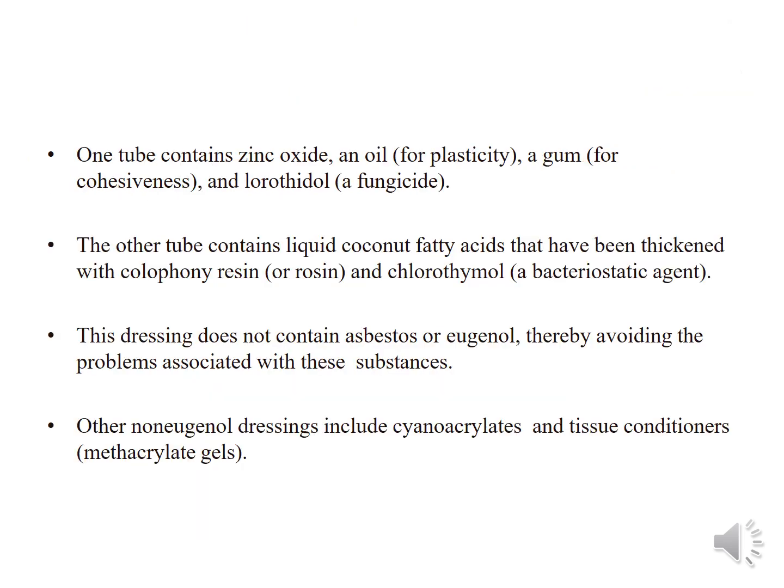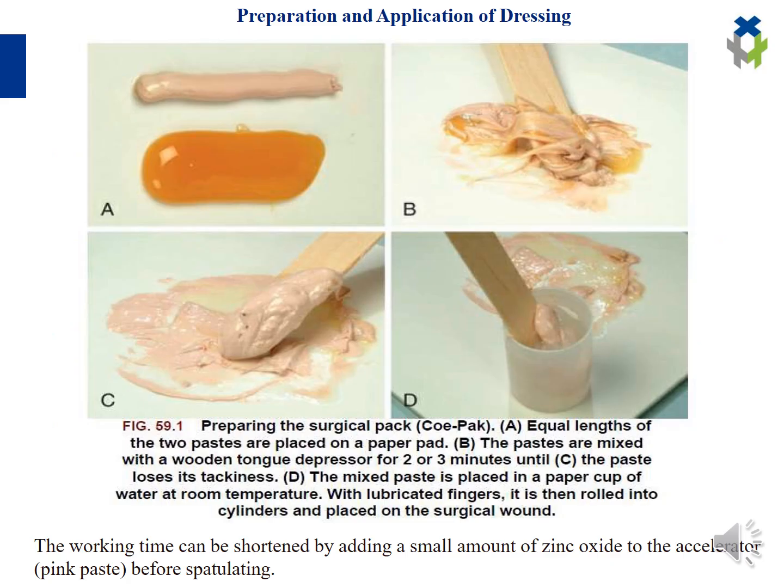One tube contains the base, that is zinc oxide, an oil for plasticity, a gum for cohesiveness, and a fungicide will be there. The catalyst, the other one, is coconut fatty acids thickened with chlorothymol. Other non-eugenol dressings include cyanoacrylate, tissue conditioner, and ethyl acrylate.